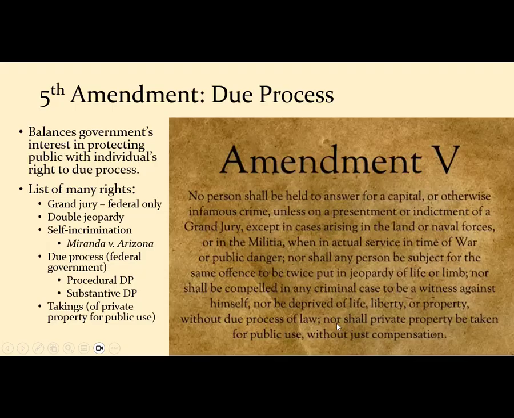The last bit: nor shall private property be taken for public use without just compensation. That is called the takings clause. And anytime the government takes private property for public use, they have to pay for it. They have to pay market value for it. That's what just compensation means. So that protection, it's really private property ownership. Protection for private property ownership is provided in the Fifth Amendment.